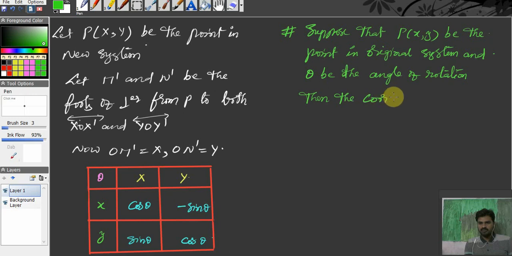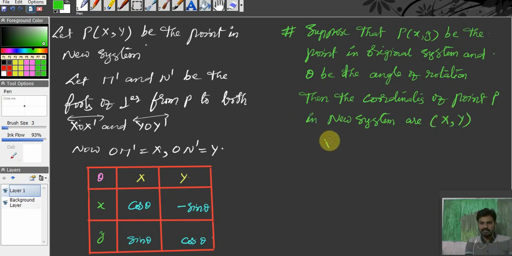Then the coordinates of point P in the new system are capital X comma capital Y. Now we are going to find out capital X comma capital Y. So what is the capital X answer, what is the capital Y answer, that is our major concept. So you have to remember this table here. By using this table, now we are going to find the X value and Y value.